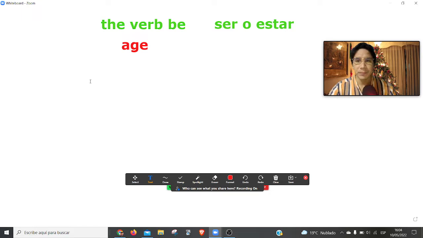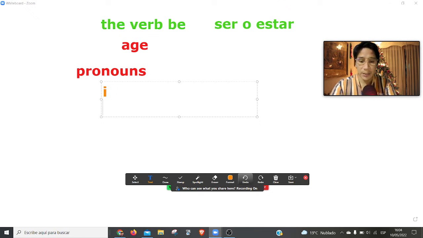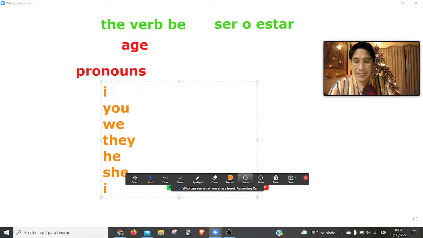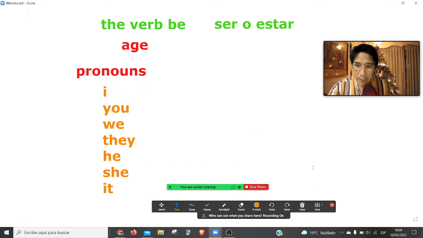Comencemos. En el idioma inglés nosotros tenemos los pronouns, ¿ok? Pronouns, tenemos los pronombres. ¿Cuáles son los pronombres? Como vimos en clases anteriores, los pronombres son los siguientes. Tenemos I, you, we, they, he, she, it. I, you, we, they, he, she, it.